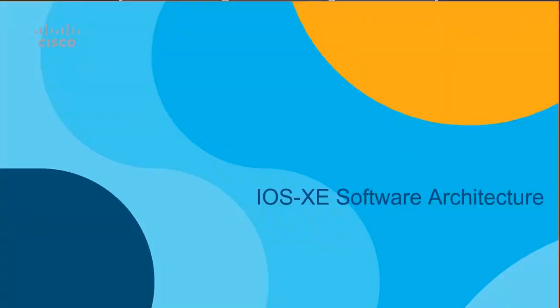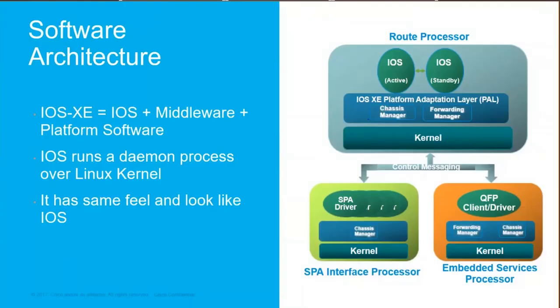Okay, let's move on to the iOS XE software architecture, and how the architecture runs over there. As I was telling, iOS XE is a combination of the iOS process running as a daemon, plus a few middleware processes, plus the platform software, which is Linux in this case. So iOS will be running as a daemon process.